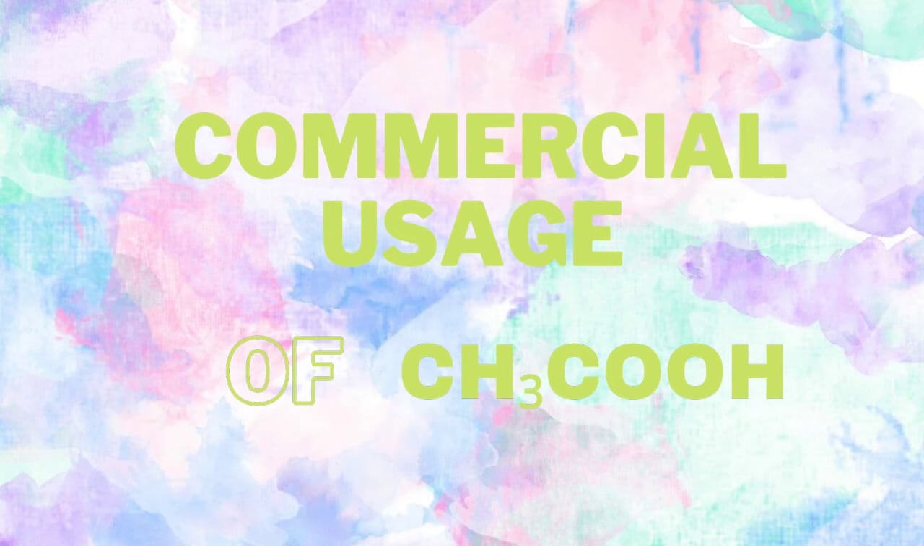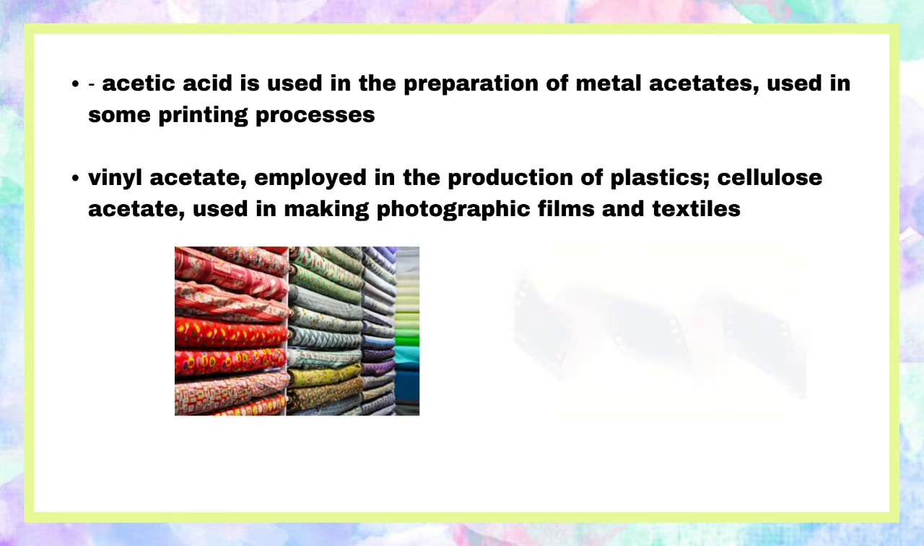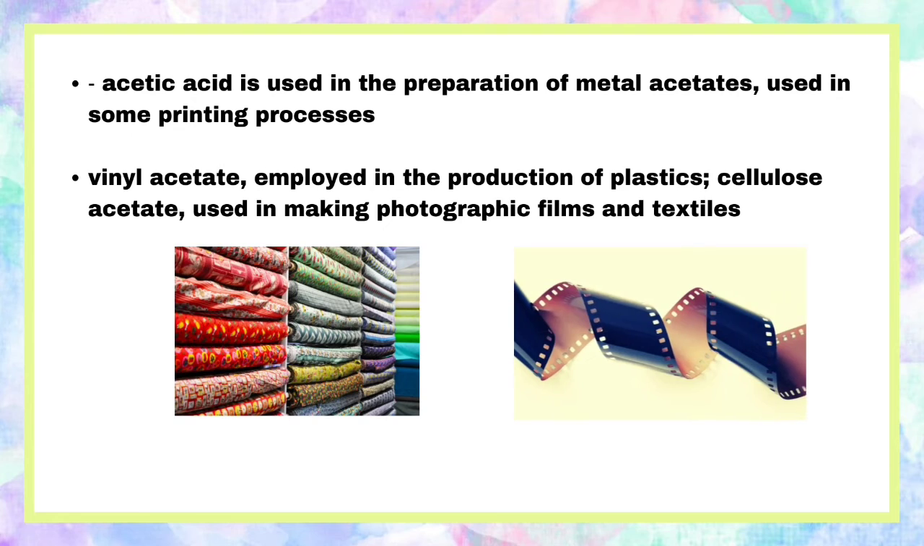Commercial usage of CH3COOH. Acetic acid is used in the preparation of metal acetates used in some printing processes. Vinyl acetate is employed in the production of plastics, and cellulose acetate is used in making photographic films and textiles.